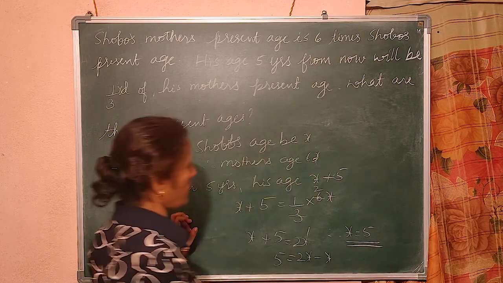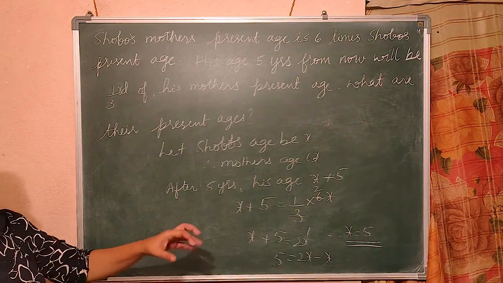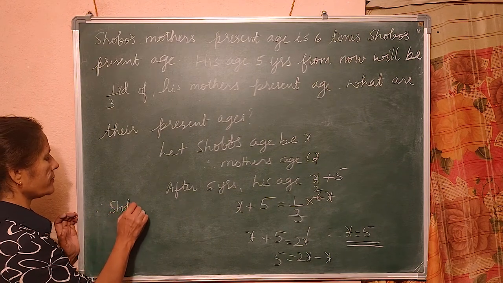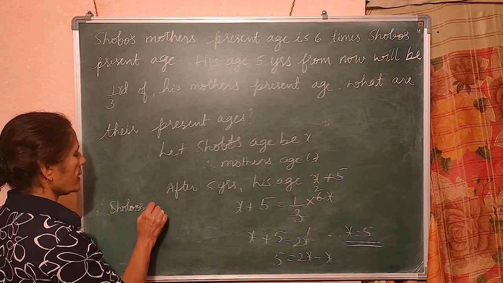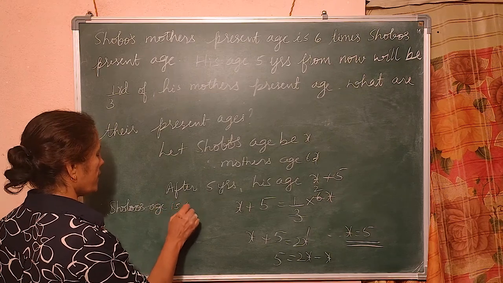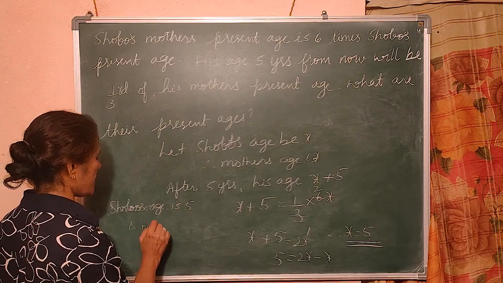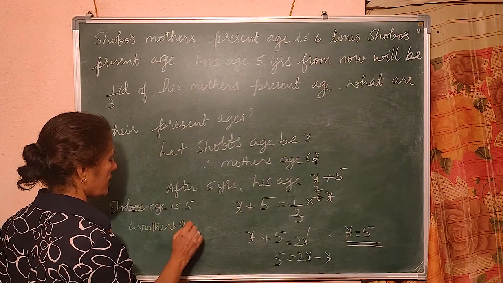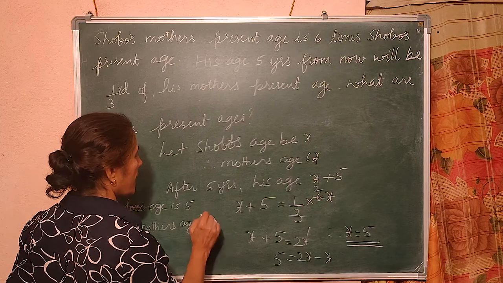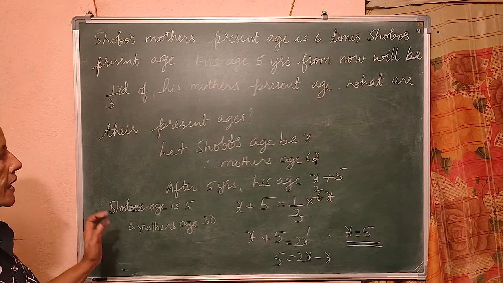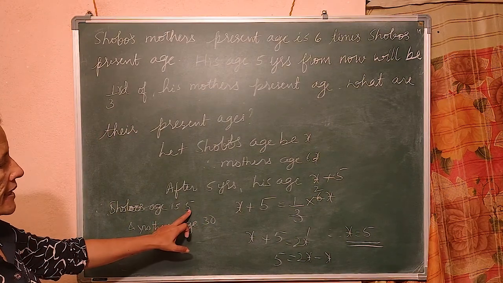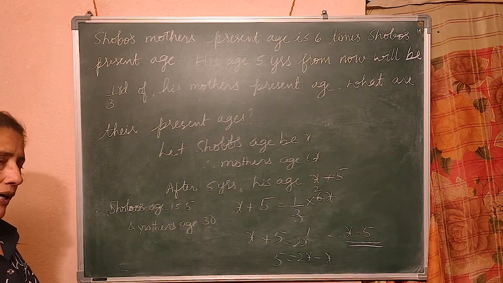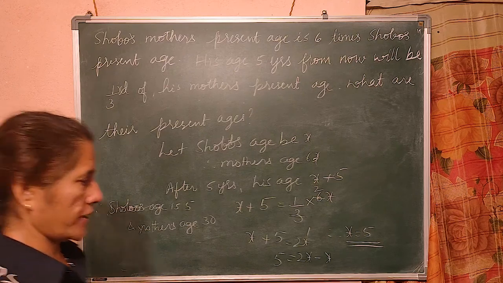Let us see whether. x is Shobo's age. Therefore, Shobo's age is 5 and mother's, how much? Mother's age is 30. Let us verify. After 5 years he will be 10 and she will be 30, 1/3, right? Yes, you are right. Next question.